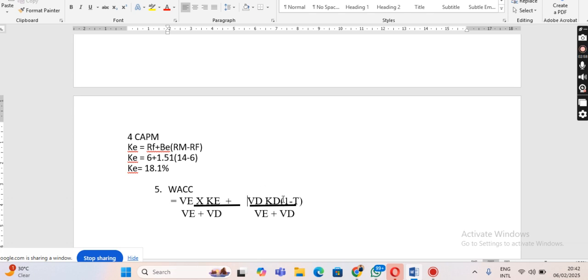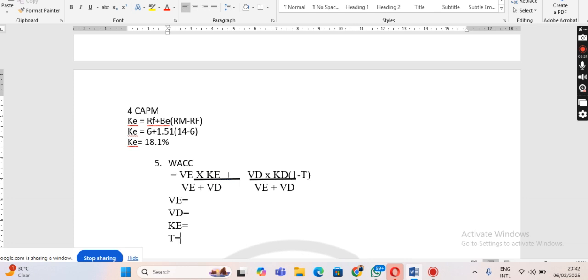Value of debt times the cost of debt, right? Now, we bring out the variables VE and VD. VE is the market value of equity, and VD is the market value of debt. Then KE is the cost of equity. Then you look for the tax rate.